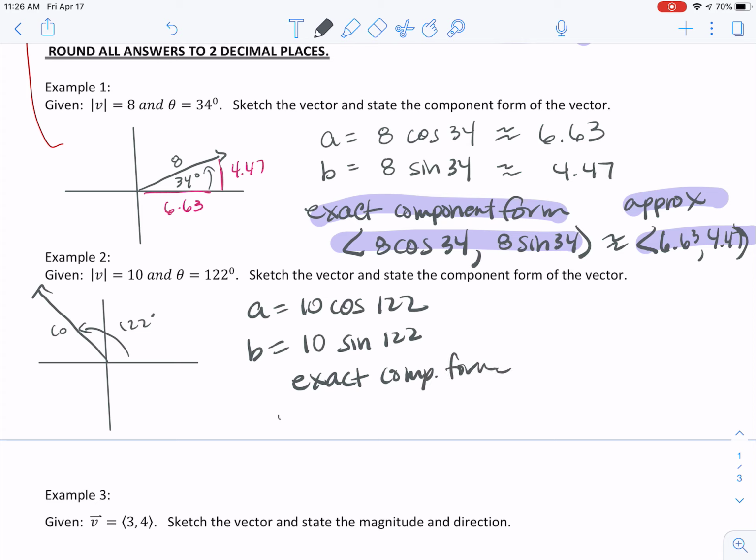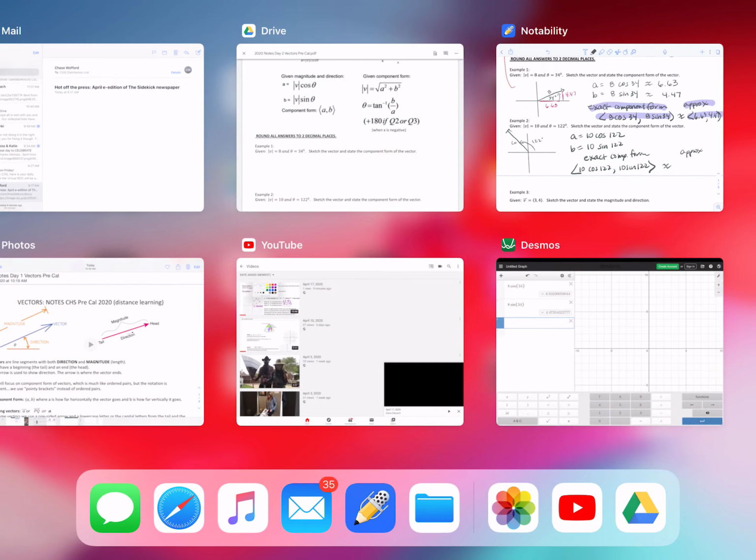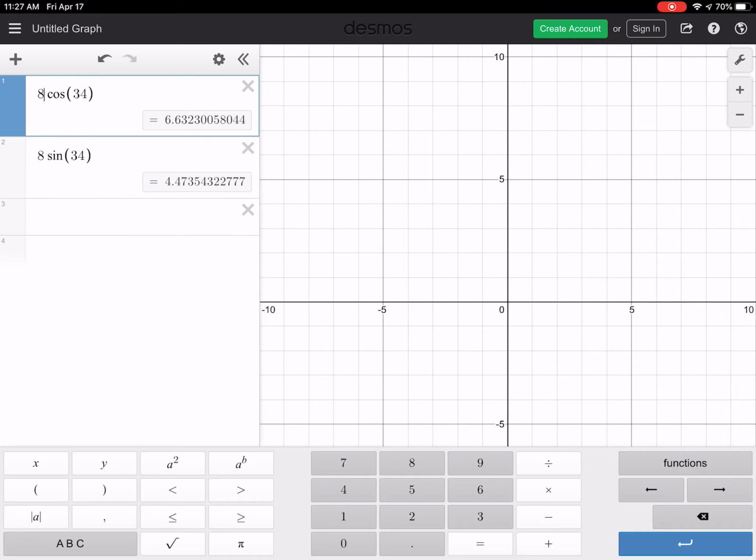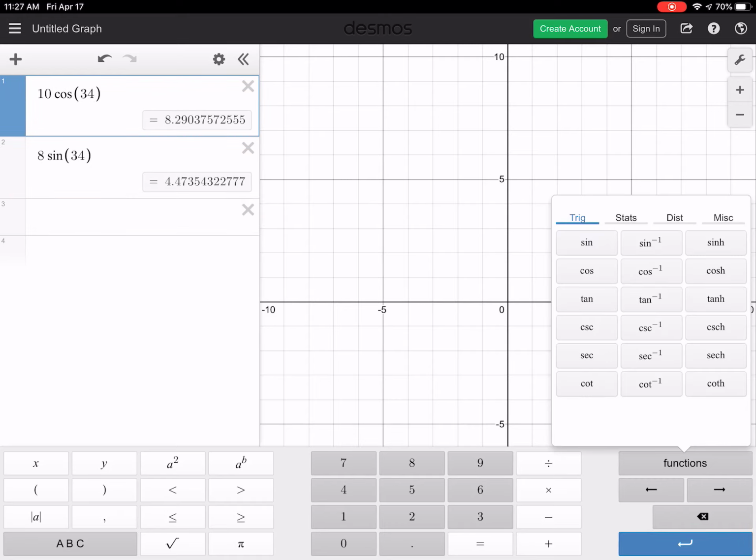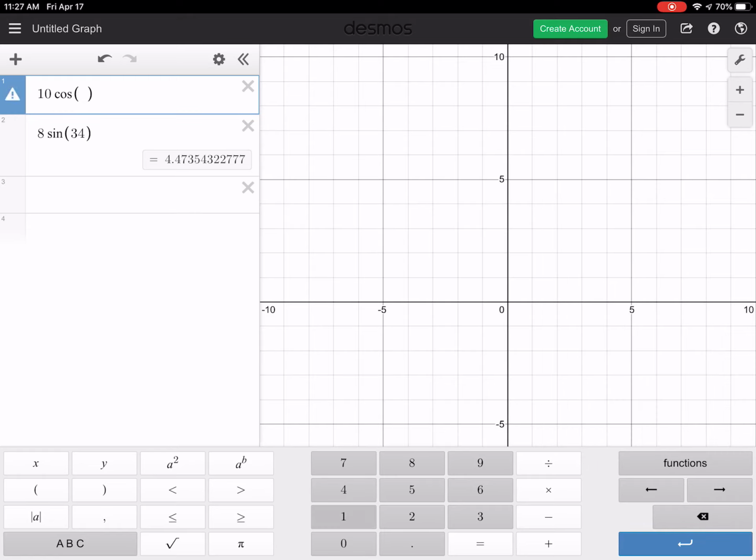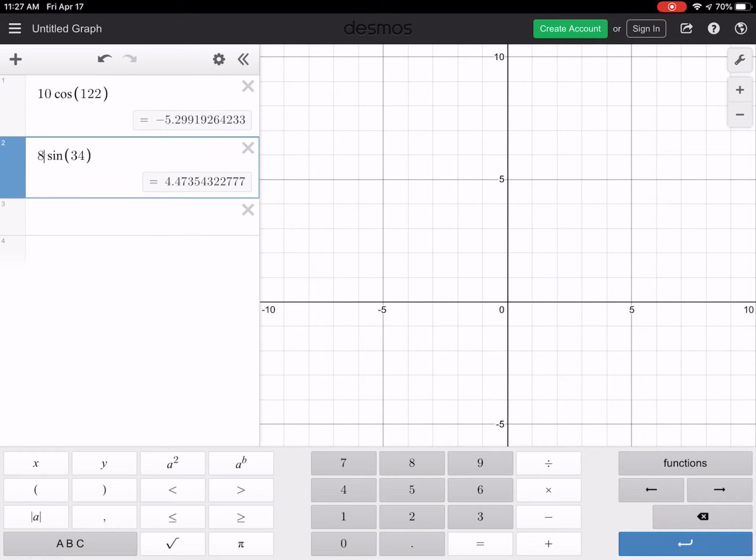would be 10 cosine 122, comma 10 sine 122. But I want to approximate that, okay? So I'm going to go to my Desmos, and I'm going to hit 10 cosine 122, and then 10 sine 122. Okay, so I have both my numbers.